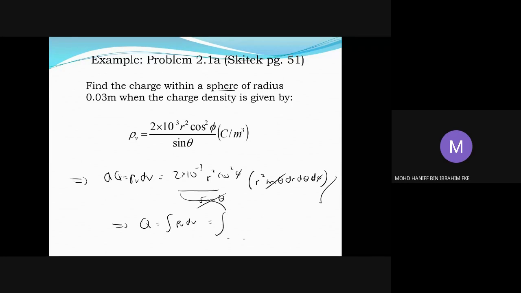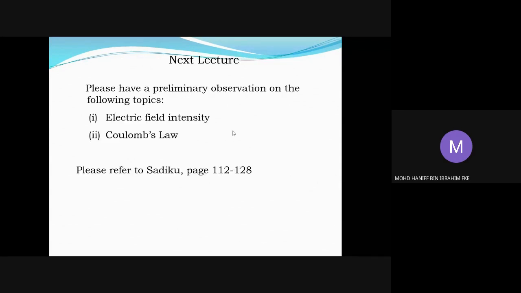So I think I made it clear on this calculation of charge amount for the given rho v and the given radius, the given size of a sphere. All right, so that's the end of lecture number 3. I hope that by now you can fulfill the requested objective, in which, for any given structure of the charge distribution, whether it's a line, a surface or a volume charge distribution, you must be able to obtain the total charge amount of the given distribution structure.